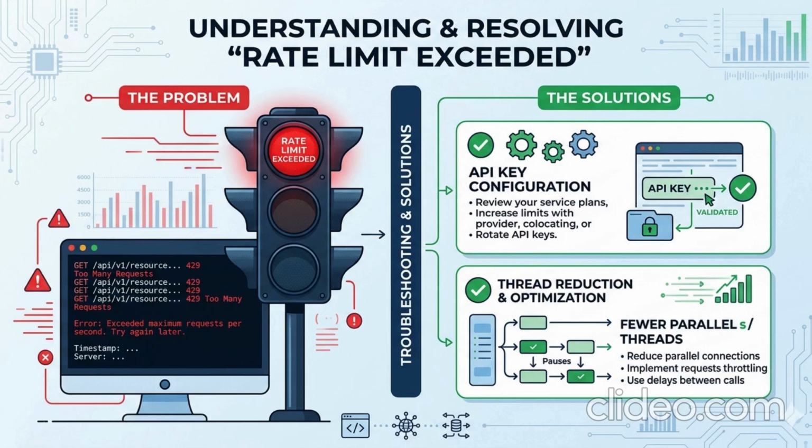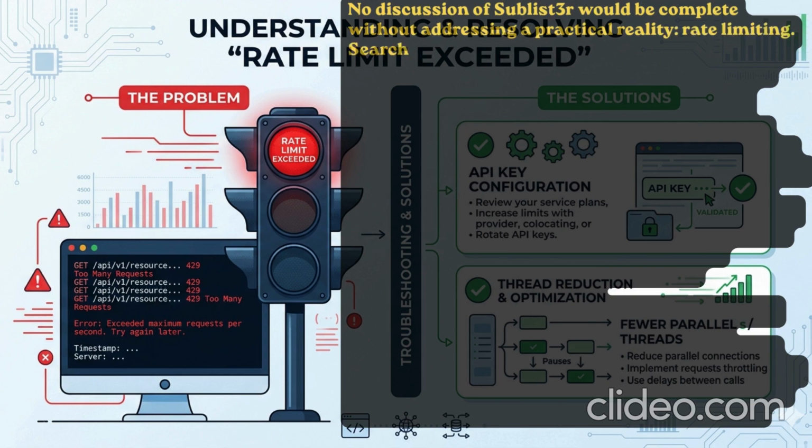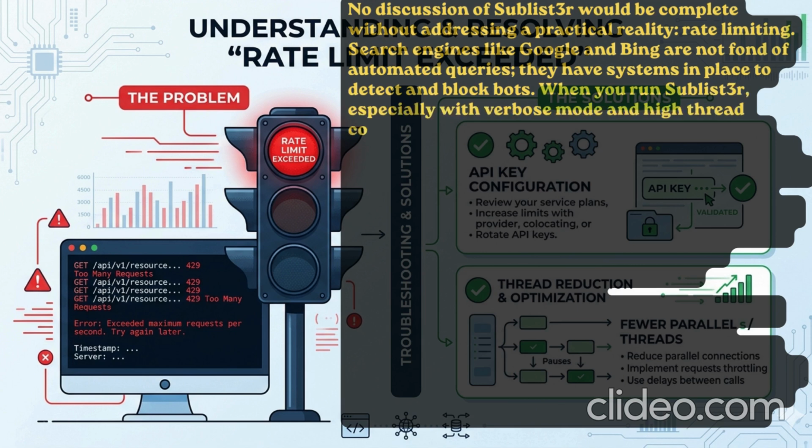No discussion of Sublist3r would be complete without addressing practical reality: rate limits. Search engines like Google and Bing are not fond of automated queries. They have systems in place to detect and block bots. When you run Sublist3r, especially with verbose mode and a high thread count, you may sometimes encounter an HTTP 429 error, too many requests, or an outright block. So what can you do?